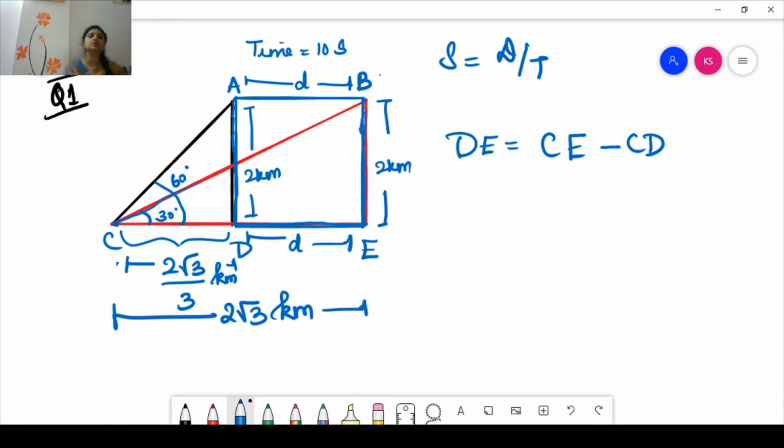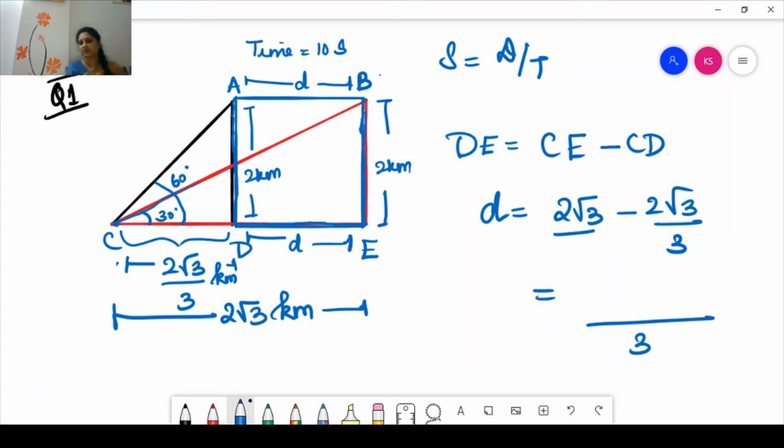Just see how to find the unknown, mark the equal parts, and try to make it easy for you to find the unknown, okay? So the DE is found to be 2 root 3. Sorry, so now DE is named as D. So CE is 2 root 3 minus CD, which is 2 root 3 by 3. So now how are we going to solve it? We take LCM to subtract this because we have a fraction here.